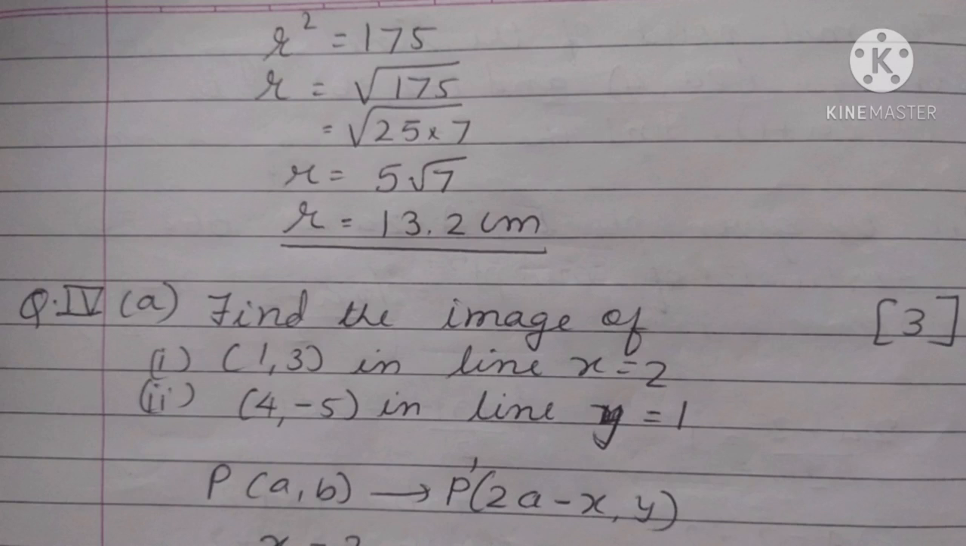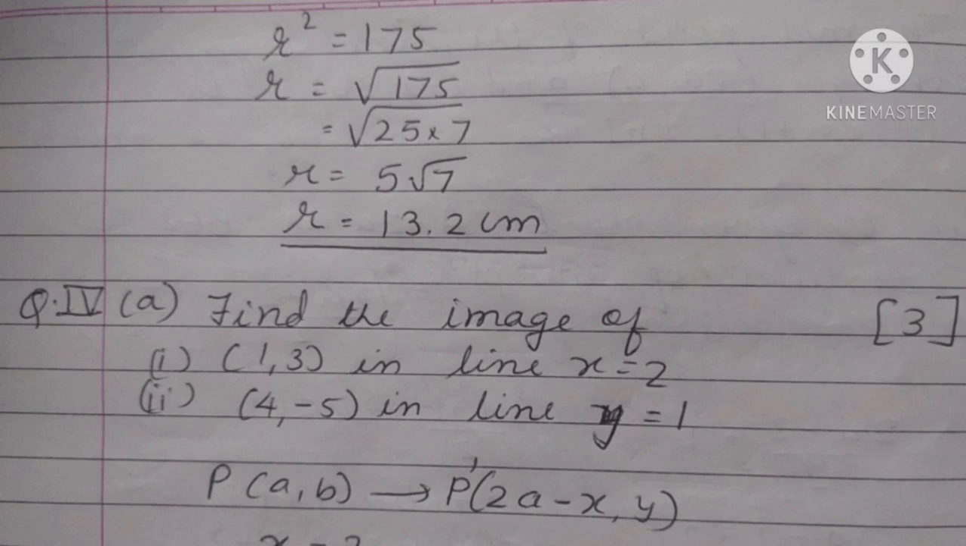Whenever we are given any coordinate as P(a, b), that coordinate changes under the line x equal to a to P dash (2a - x, y). This is the formula we can say. I have already explained it in the reflection videos.